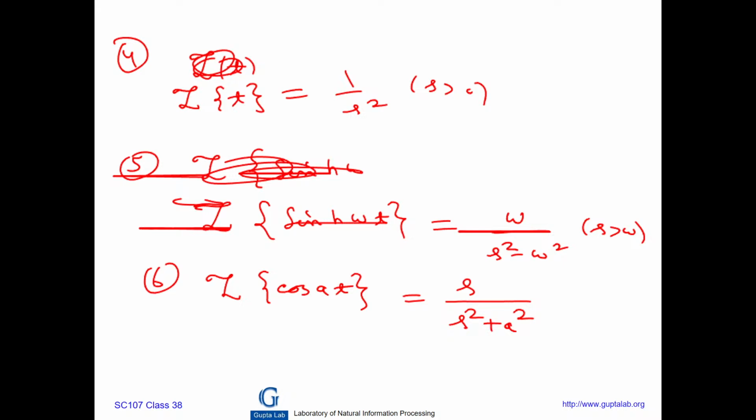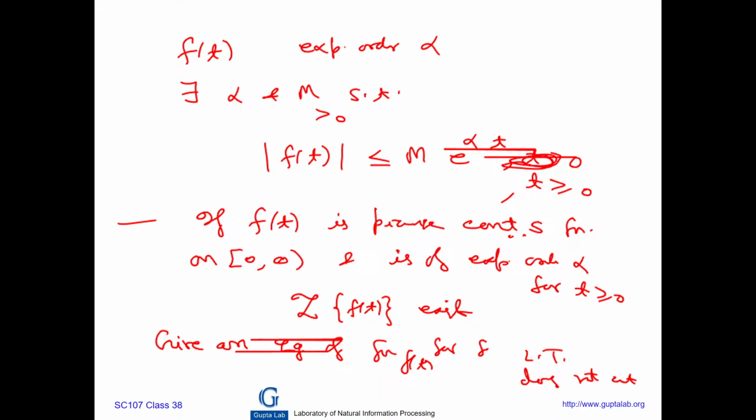Laplace transformation of t is 1 over s square. Sine hyperbolic t is omega divided by s square minus omega square. Laplace transformation of cos at is s divided by s square plus a square. Similarly, you can find Laplace transformation of sine at and so on, right? For different functions you can find. Laplace transformation exists for only those functions which are of exponential order alpha, right, and piecewise continuous, right? That condition I told you.